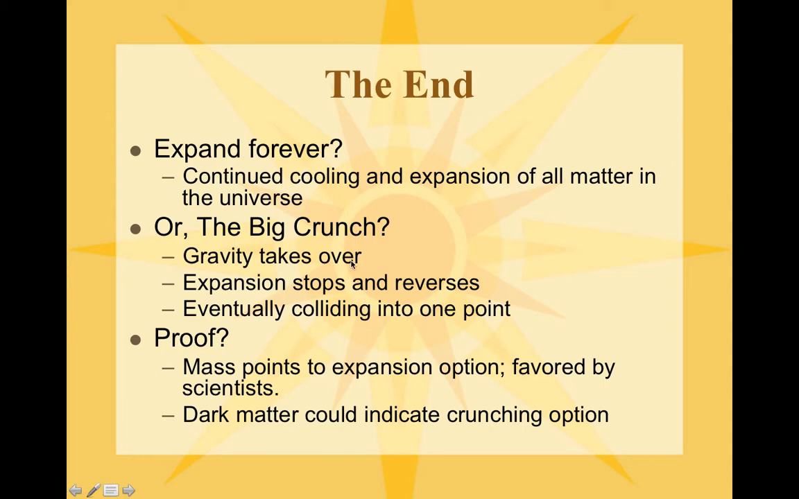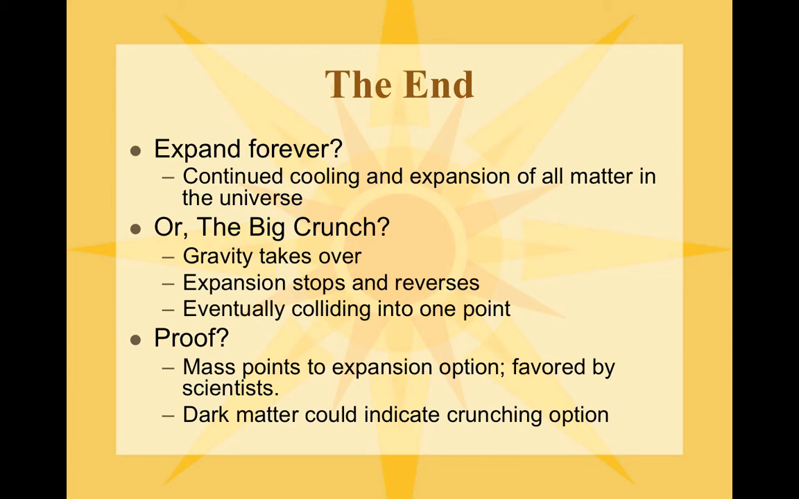There are a couple of options right now that science favors. There's the expansion forever. If the universe started as a big, hot, massive ball, will it expand and cool forever? Or is there some type of cyclical thing happening? Maybe gravity would take over and it would stop and reverse and collide back into that point and then go again. And what proof do we have of either of these? Why these two options as the ending?